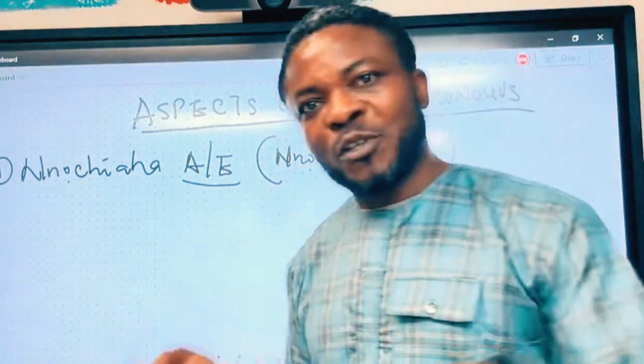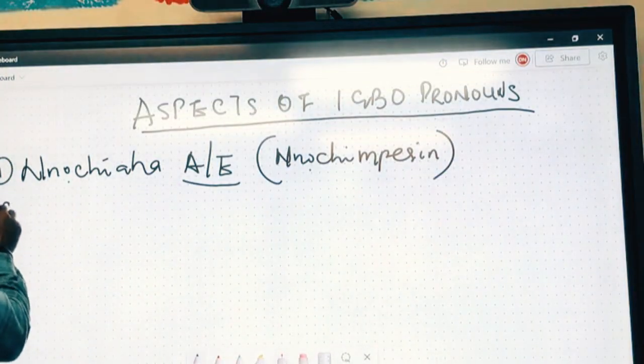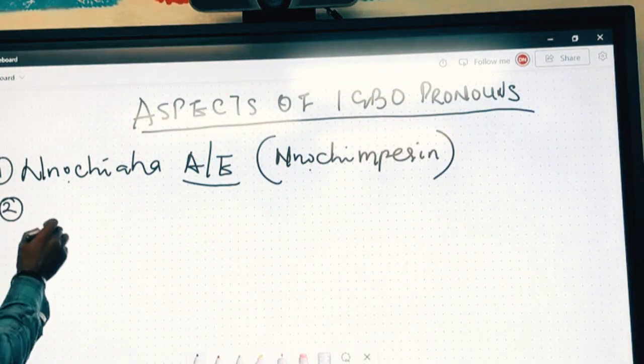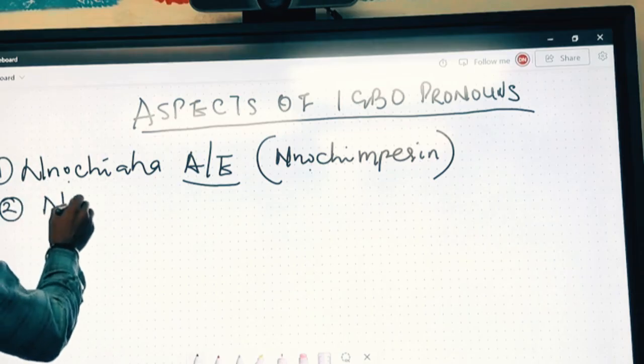But I want to say, as I'm mentioning the other pronouns right now, I'm going to employ some of those terms. So the second one that we can look at today is the one they call Nnọchiaha.